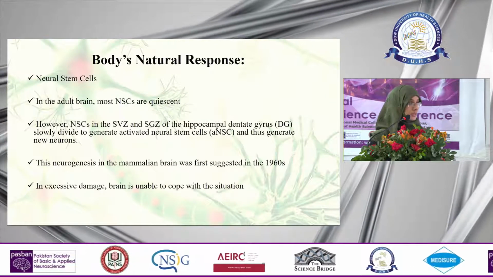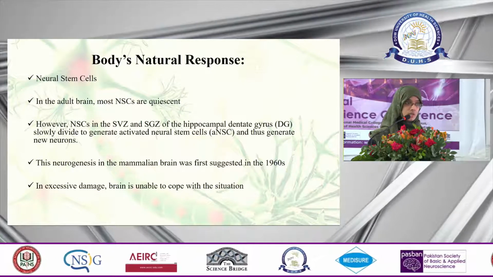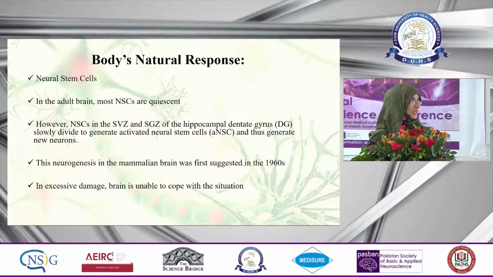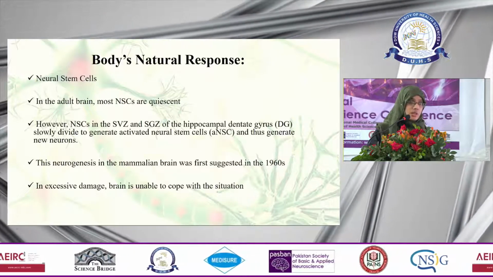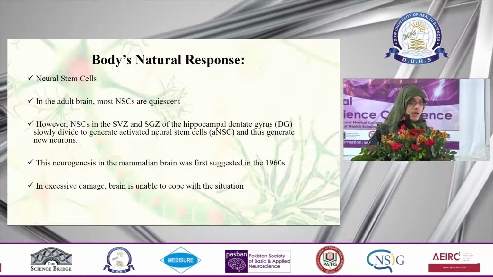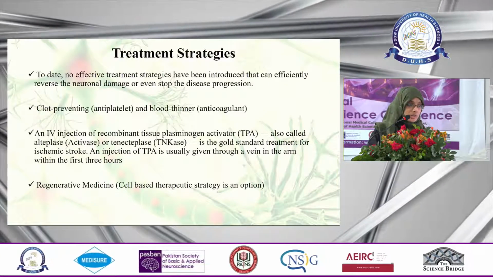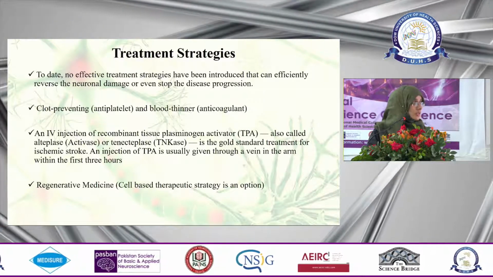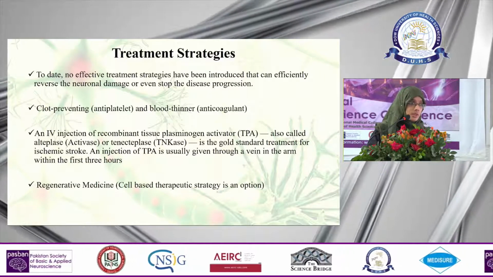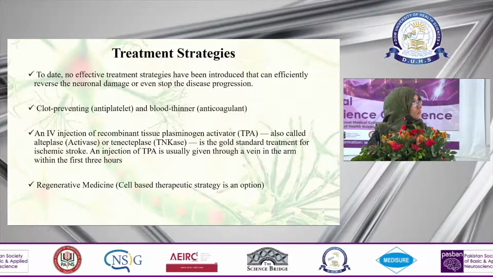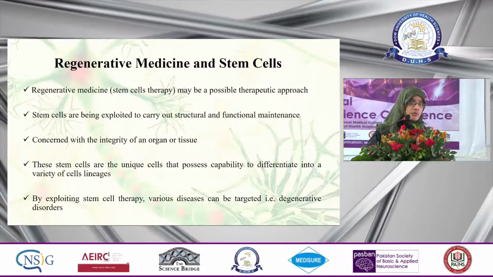So what is the body's natural response against the stroke? We have neural stem cells within the brain, in the SVZ, along with other systems where the neural stem cells exist, and at the time of injury, the stem cells become activated and differentiate towards a particular cell type and can perform the regeneration. Currently there are not many effective therapies available to treat these degenerative disorders. Therefore, we aim and are hopeful to treat neurodegenerative disorders of any kind by using stem cell therapy. This is called regenerative medicine, in which stem cells are used for the treatment of neurodegenerative disorders.